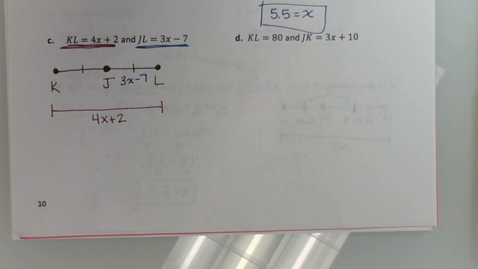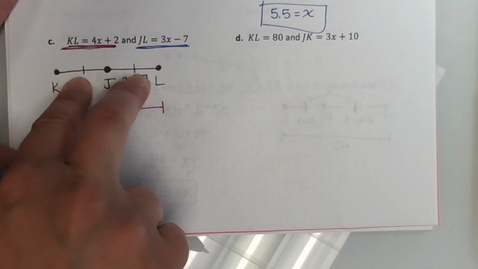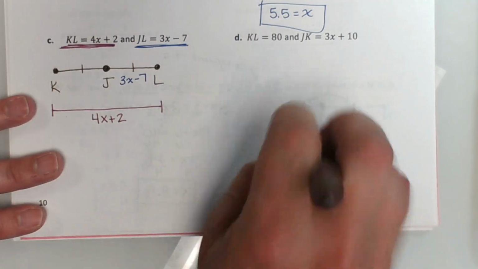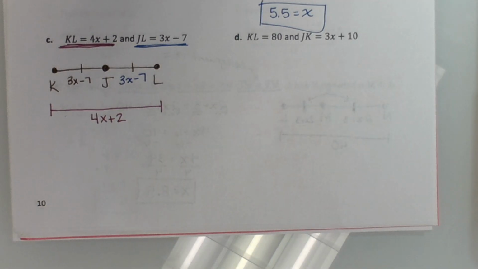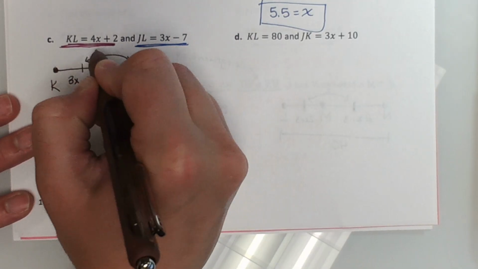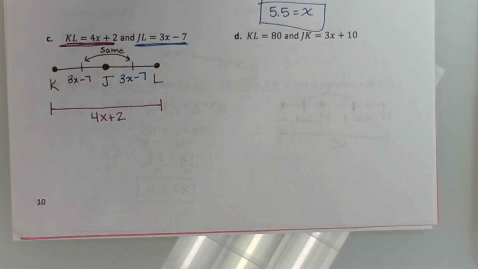Are there some things that are the same in this picture? Yeah, because we have a midpoint. The moment we see midpoint, these two things are the exact same. Which means this one right here I could have called 3x minus 7, because these say they are the same. So those two things are equal.